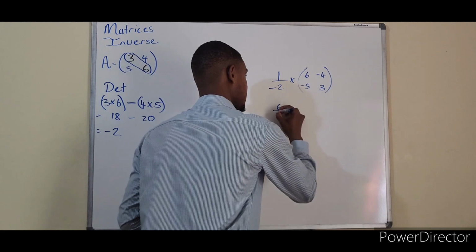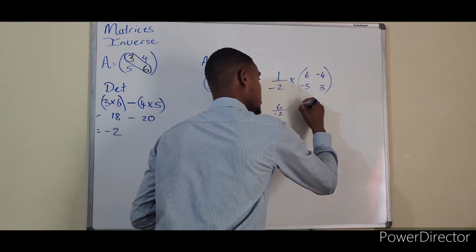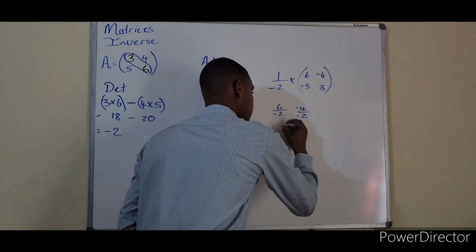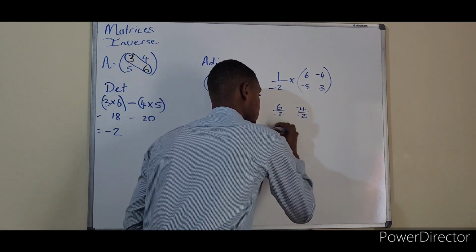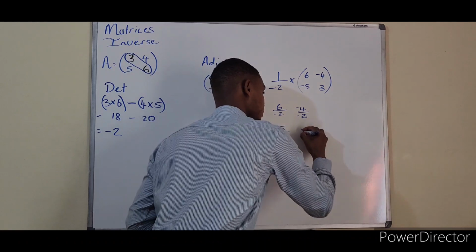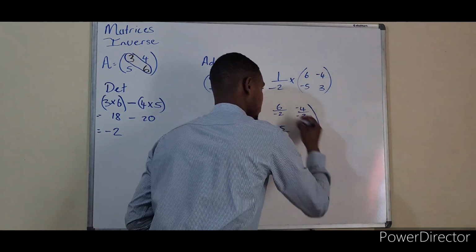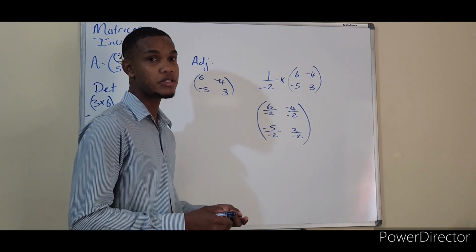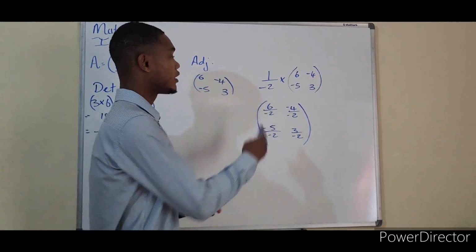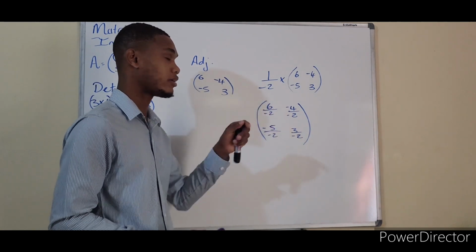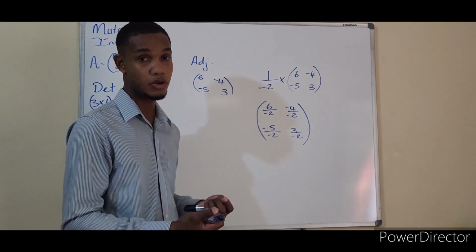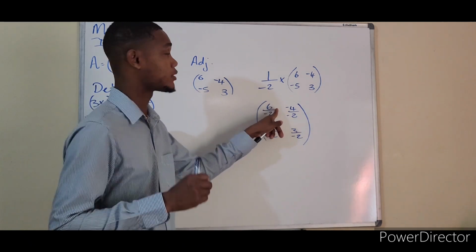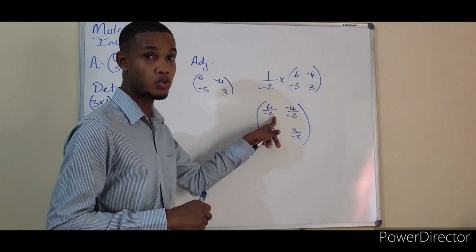So 6 times 1 is 6, negative 4 times 1 is negative 4, negative 5 here, 3. And you keep your denominator. So if it can be simplified, you'll simplify it. So in this case, you look at 6, look at the negative 2. What's the biggest number that can go into both? That will be 2. So 2 into 6 is 3 times. 2 into negative 2 is 1 time.